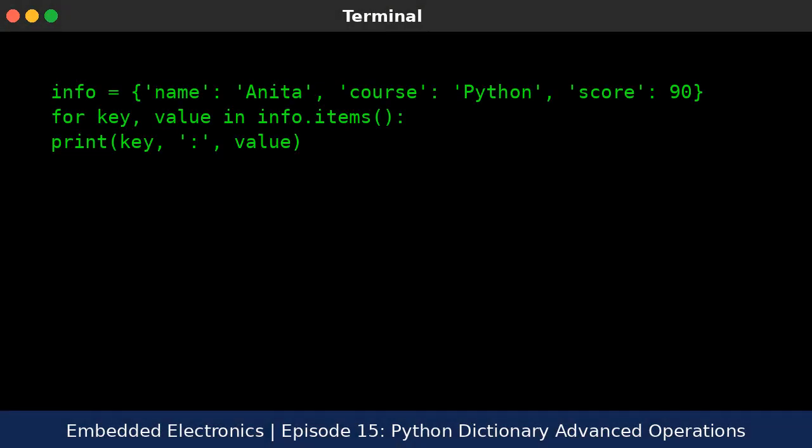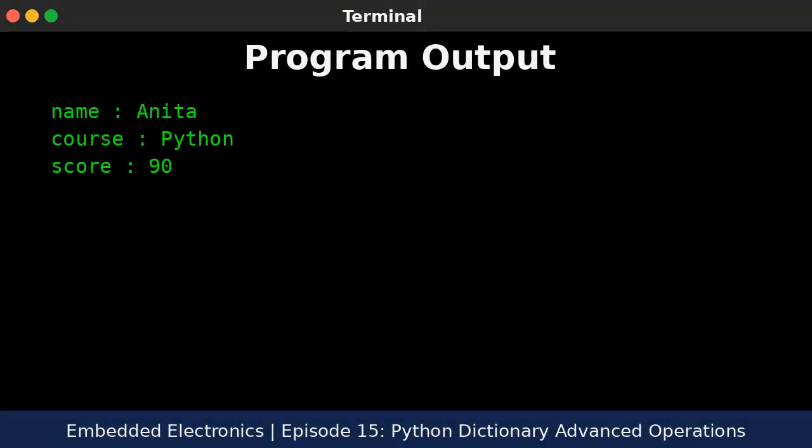This example loops through each key and value pair using the items method. The output of example 4, looping through items, is as follows. Name, Anita, course, Python, score, 90.